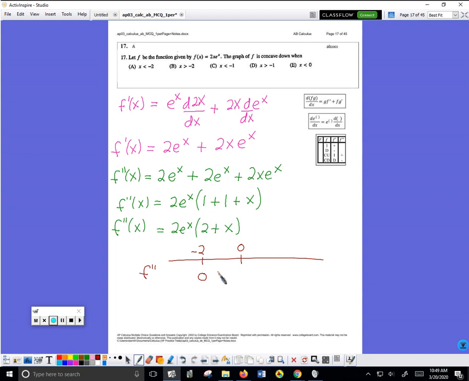This will also be positive. If I plugged in a -10, this would be positive. This would also be negative. So f is concave down for x values that are less than -2.